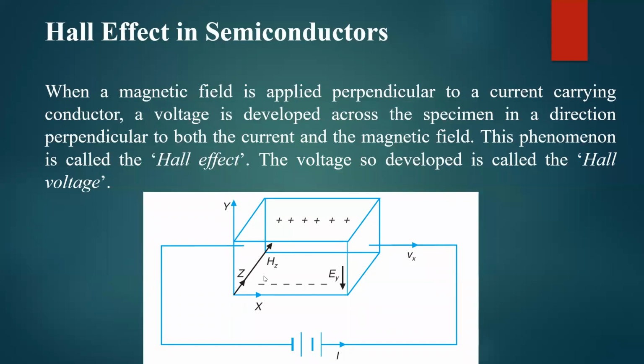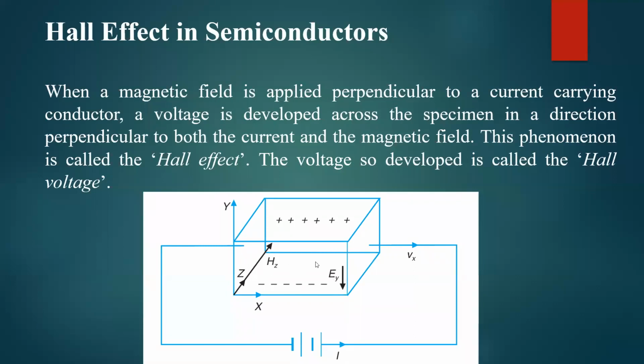Suppose you apply the magnetic field along the Z direction. Let us take Hz as the magnetic field applied along the Z direction, that is perpendicular to the flowing electrons. Then what happens? This magnetic field applies some force on those charges and it will push the electrons towards the Y direction. Because of that, the moving electrons along the X direction will try to move along the Y direction. Some of the electrons will move along the Y direction.